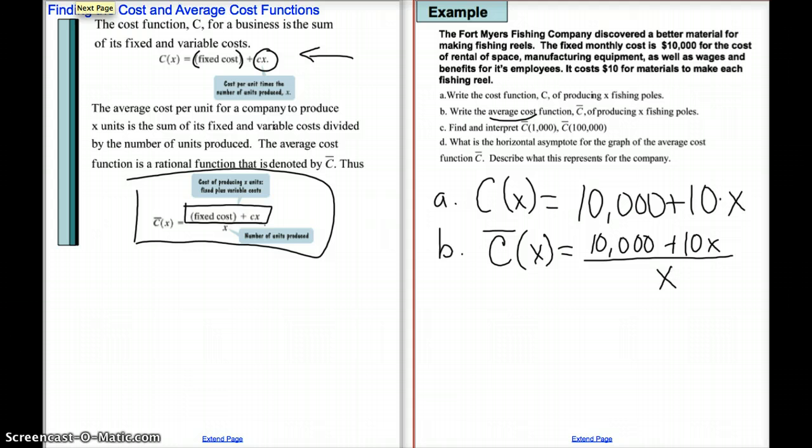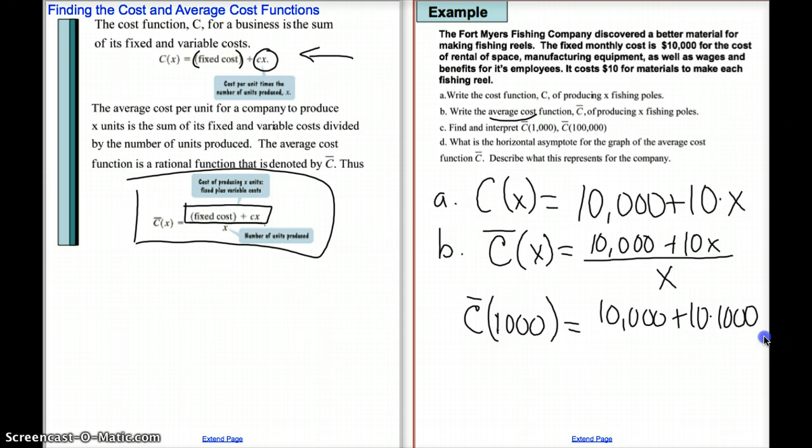Now they want us to find and interpret. When they say interpret, we're looking for what that number means. They're telling us to find C bar of a number. In this case, the number is 1,000. That means plug in 1,000, then divide by 1,000, and see what value we get. In calculating this, we get 20. So we get a value of 20 here.